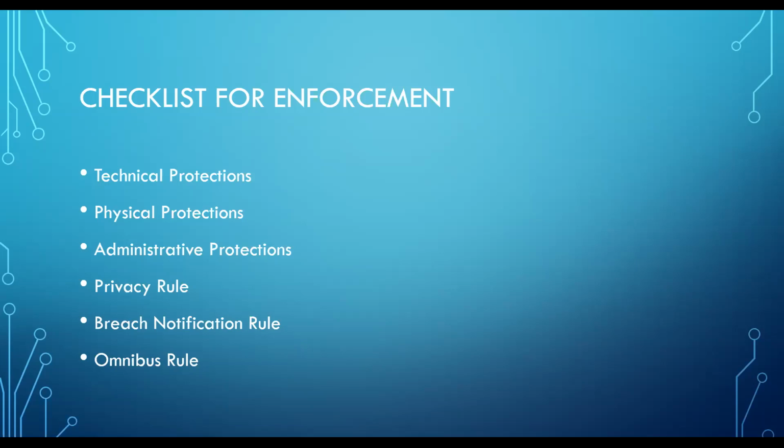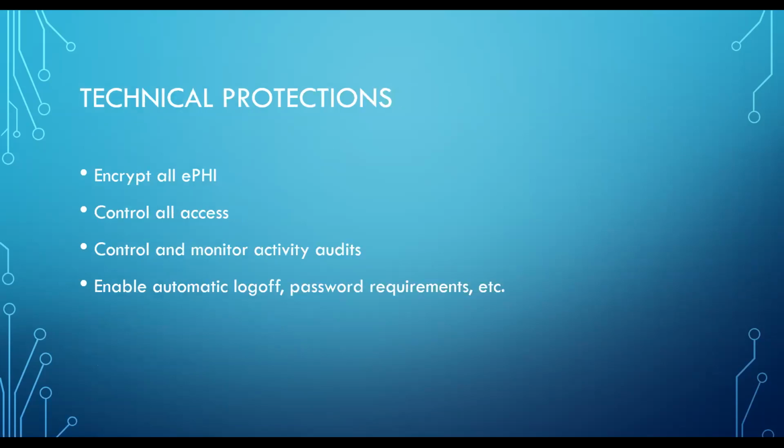So there are technical, physical, and administrative protections, and then the 3 rules that I thought were most relevant to see how a company is responding to different changes: the privacy, breach notification, and the omnibus rule. So first is technical protections, which is a lot of the standards.